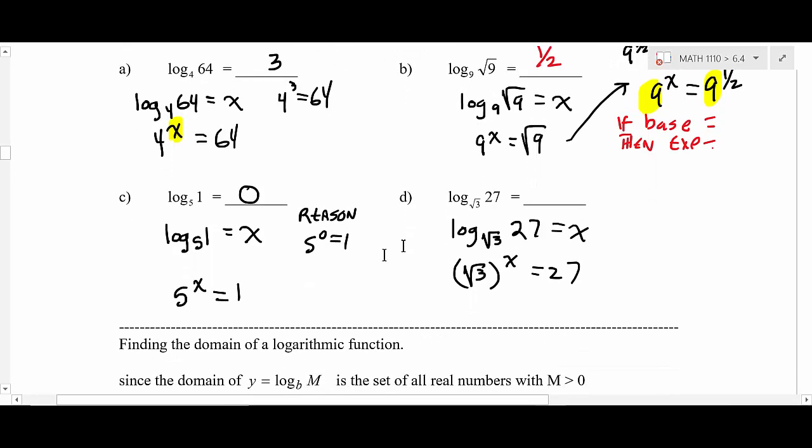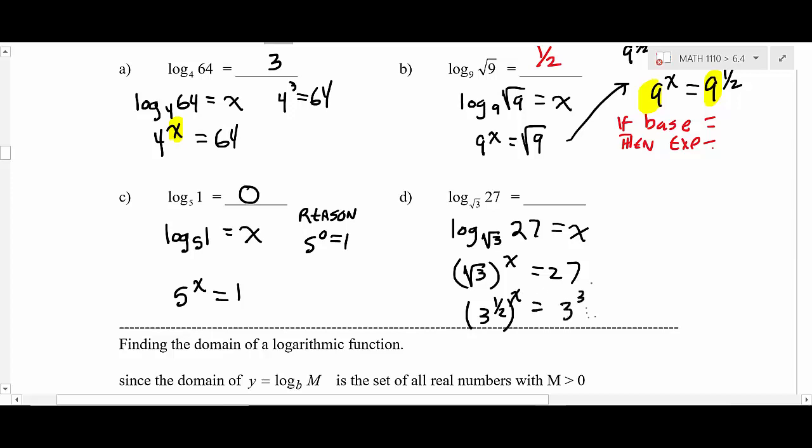So what you would do with this one is you can first of all write the square root of 3 as 3 to the 1/2 power to the x power. Okay, what's a good thing to do with the 27? 3 to the third, good. Okay, that's what we talked about last time.